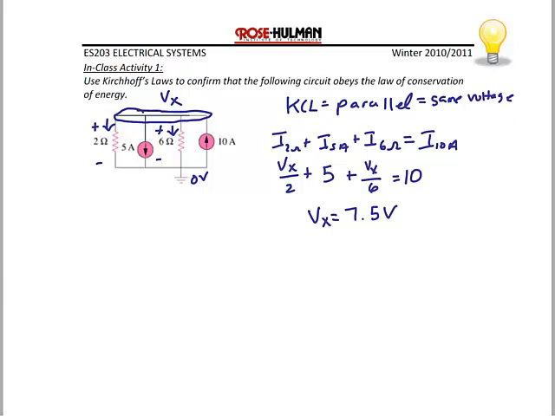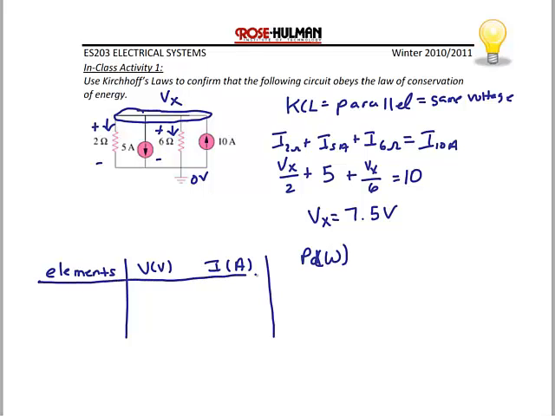So let's make our law of conservation of energy table. The first column heading is the elements. The second two columns are the voltage and the current. And the last column is the power in watts. For the rows, I'll have the 10 amp current source, the 5 amp current source, a 2 ohm resistor, and the 6 ohm resistor.